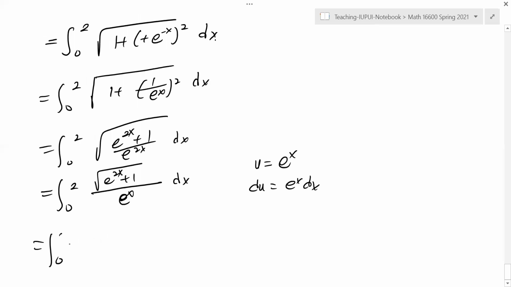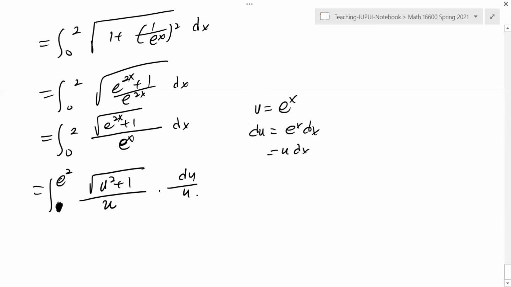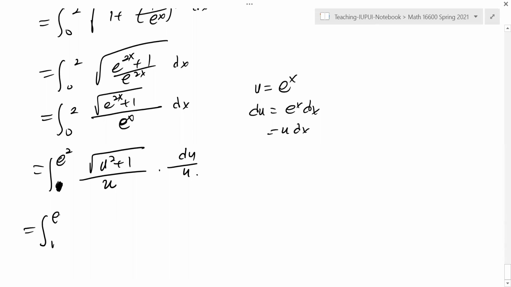It's not too bad. When x equals 0, e to the 0 is 1, and here it's e squared. So here's u squared plus 1, and this is a u. And what is dx? dx is du over u. Finally, I got this integral. I'm not going to waste time evaluating it with another substitution.